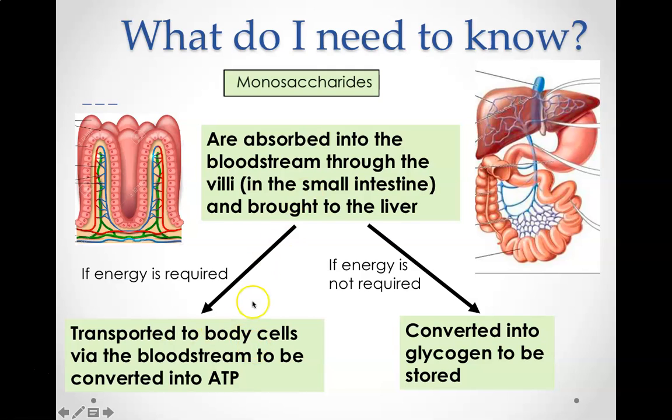So we go through the process of cellular respiration using those monosaccharides to create our energy molecule. If energy is not required, then we're going to convert those monosaccharides back into a polysaccharide, into glycogen, to be stored. Remember, we said earlier that glycogen is the molecule that we use to store our carbohydrates. So we can convert it back into glycogen to store it. And then that way, if we are exercising in the future, then we can break apart those glycogen molecules and use them for energy.